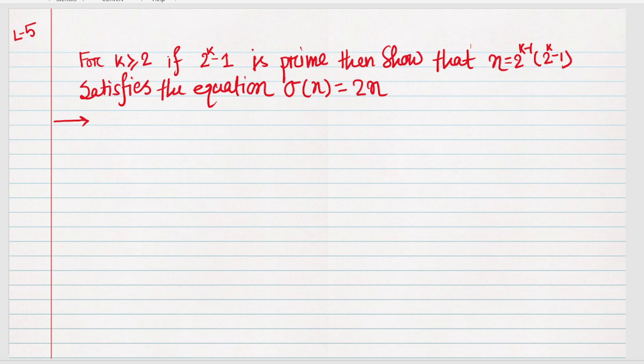So let's begin. Here is a theorem which says that for every k greater than or equal to 2, if 2^k minus 1 is prime, then we have to show that n equals 2^(k-1) times (2^k minus 1) satisfies the equation sigma(n) equals 2n.